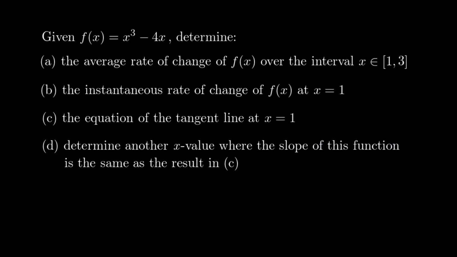Okay, finally, part D, we have to determine another x value where the slope of this function is the same as the result in C. And I think I actually meant to type in result in B. But as long as we know we're looking for an x value that has the same slope as the slope we found in part B, which of course was the one we reused in part C. So it really doesn't matter that there's a small typo there.